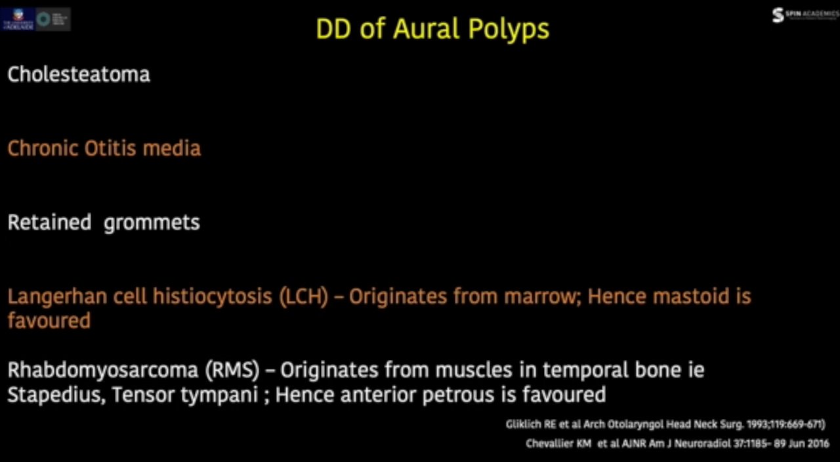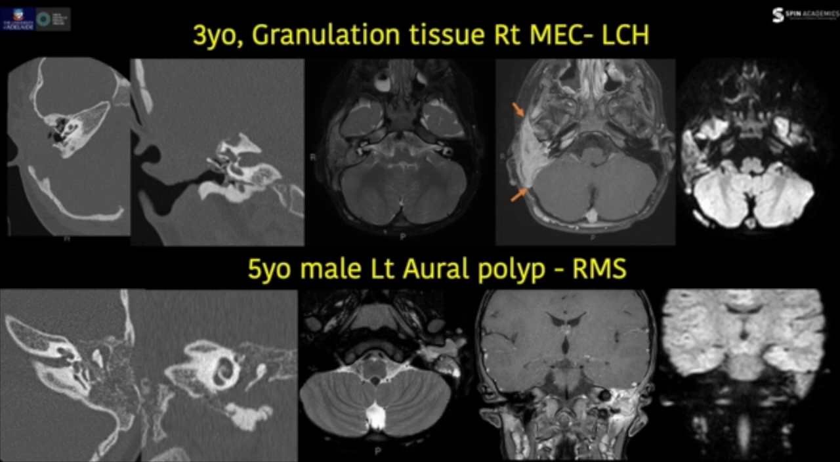How do we differentiate between the two? Langerhans cell histiocytosis tends to occupy the posterior petrous and the mastoid, given that it is marrow rich, whilst the rhabdomyosarcoma tends to occupy the anterior petrous, given the presence of muscles such as the stapedius and tensor tympani anteriorly. This is illustrated in these two cases.